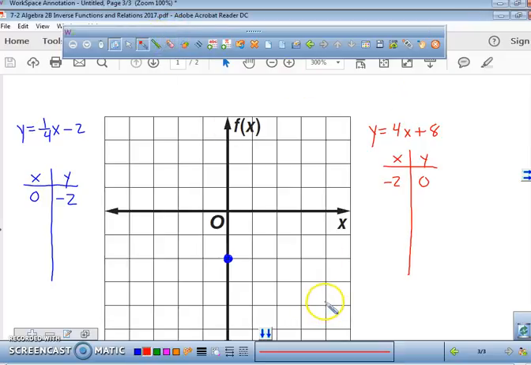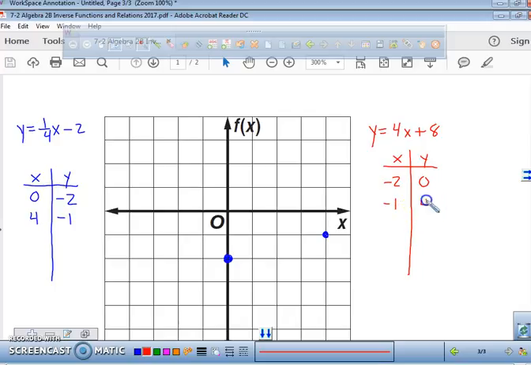How about this? Let's go up 1 over 1, 2, 3, 4. All right, there's a point right here. That's a fourth slope, up 1 over 4. So my ordered pair is 4 and negative 1. I bet if we plugged in a negative 1 here, it would become a positive 4. Let's check. If I plug in a negative 1 right there, 4 times negative 1 is negative 4, plus 8 is 4. That one works too.